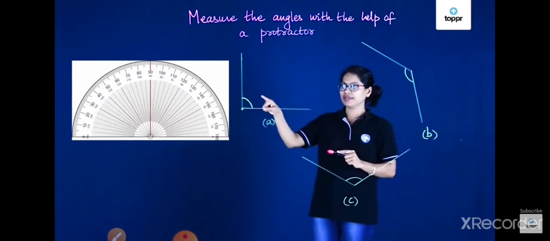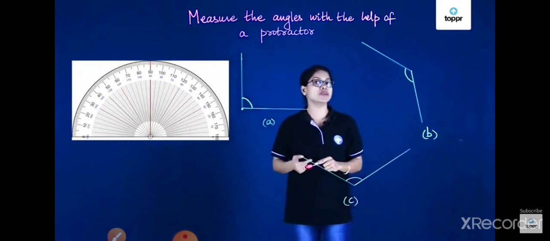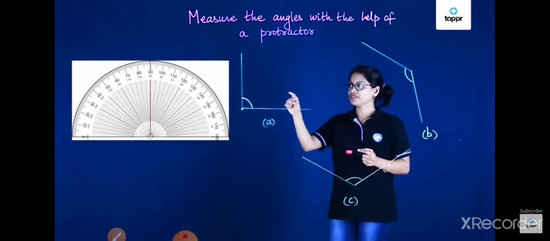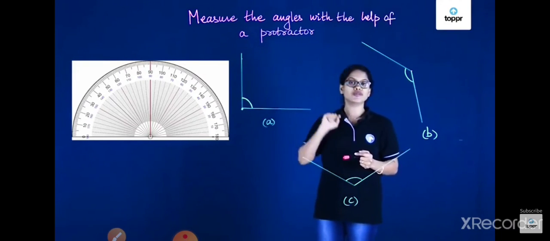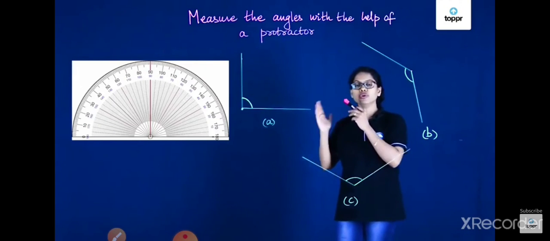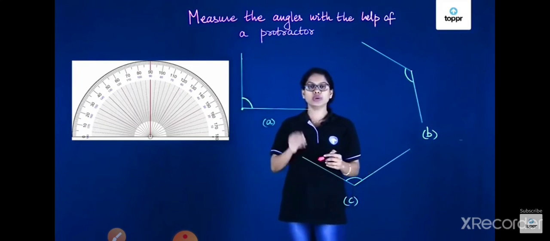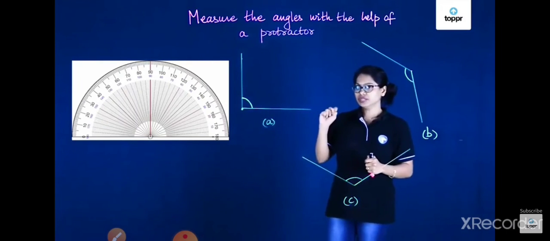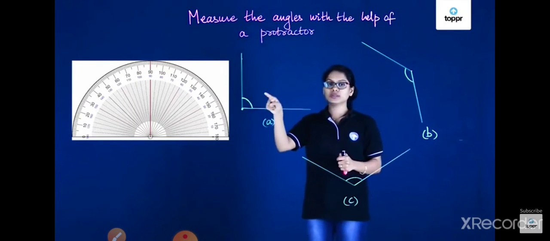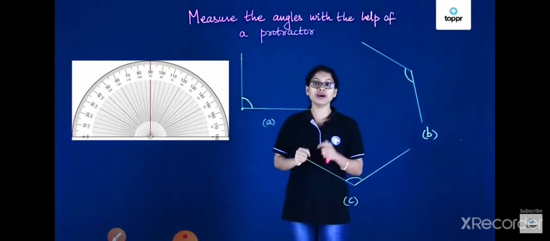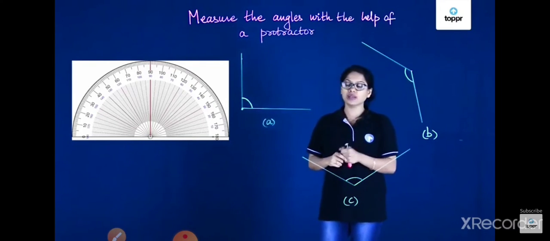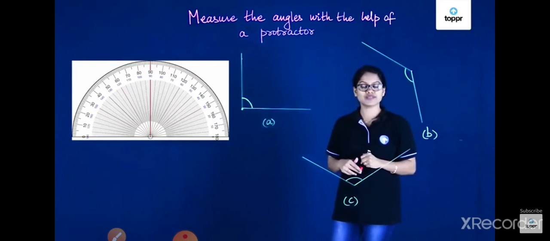Apart from that, we have a line at the bottom called the base line, and a center point right in the middle of the protractor. We're going to use this to measure various angles. We need to ensure two things: that the vertex of the angle coincides with the middle point, and the base of the angle coincides with the base line we have just seen.